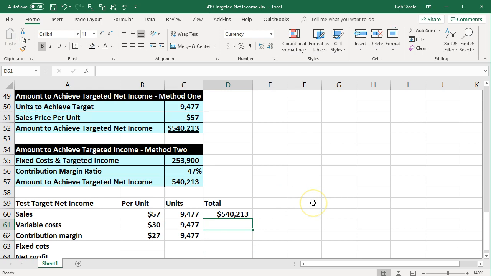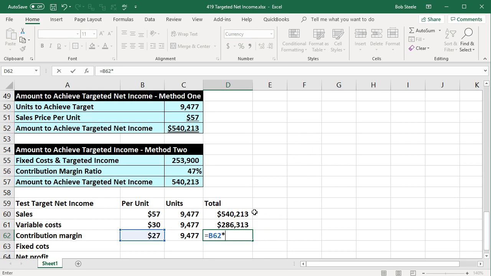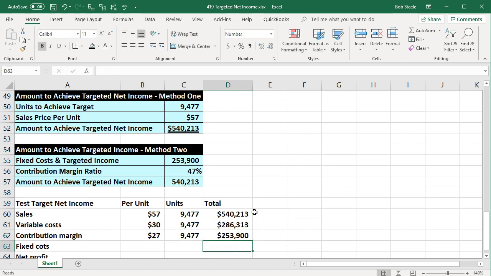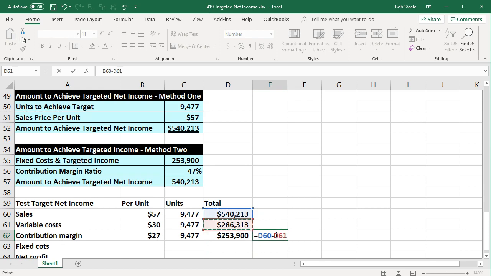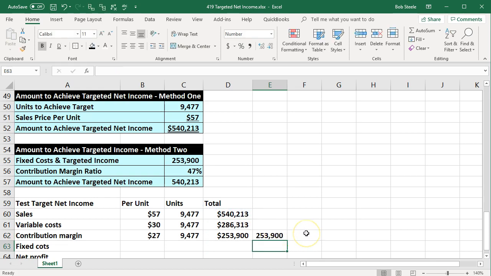We can do the same here for variable costs. 30 times the 9,477. Again, I'll remove the pennies. And then we're going to say the 27 times the 9,477. Or we could calculate this as this number minus this number, total sales minus total variable costs. And so there we have that.